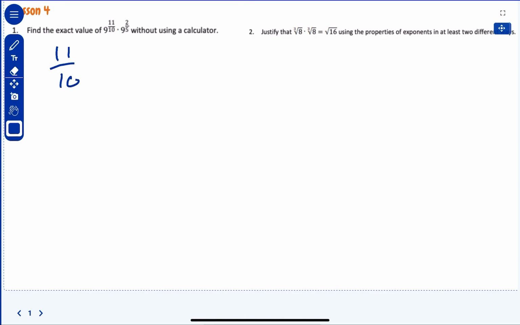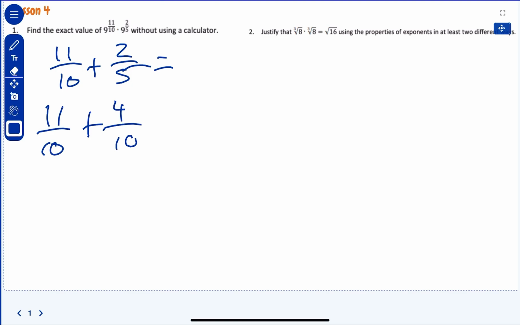Let's say 11/10 plus 2/5. What do we got to have to add fractions? Common denominator. So 11/10 plus, that'll be 4/10. Everybody knows how to find common denominator? Everybody knows how to make equivalent fractions? Okay. That equals 15/10, which would also be 3/2. Yeah. So 9 to the 3/2.